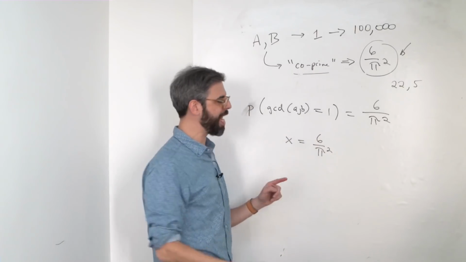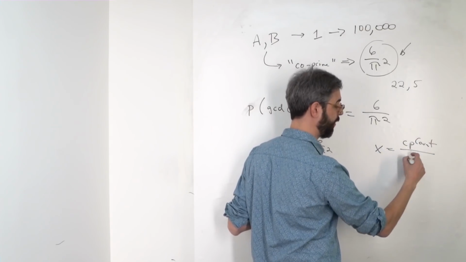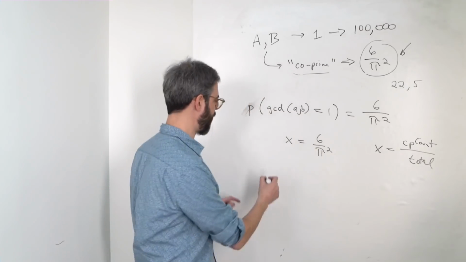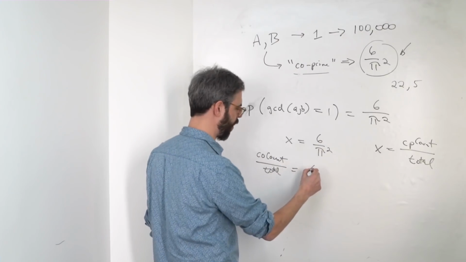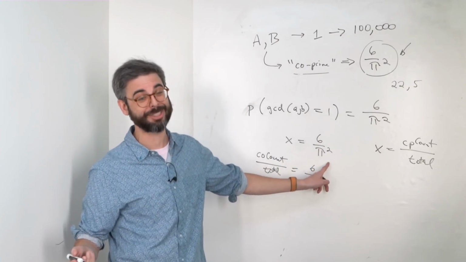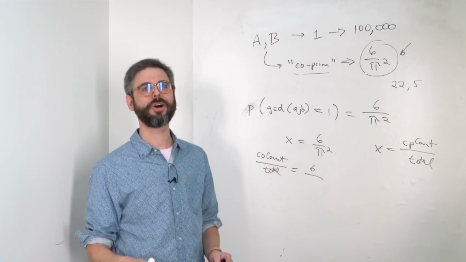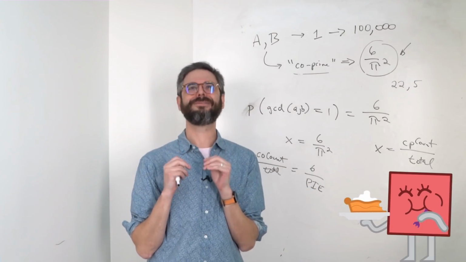And in my code, x is coprime count divided by total. So coprime count divided by total equals 6 over pi squared. And this is not pi squared, actually. It's my variable that I want to solve for. It's my pi estimate. I'll just call that PIE for pi estimate. I might just have pi for lunch today.